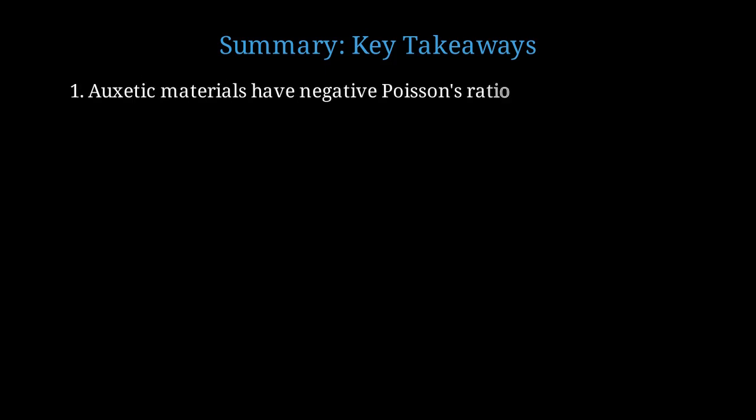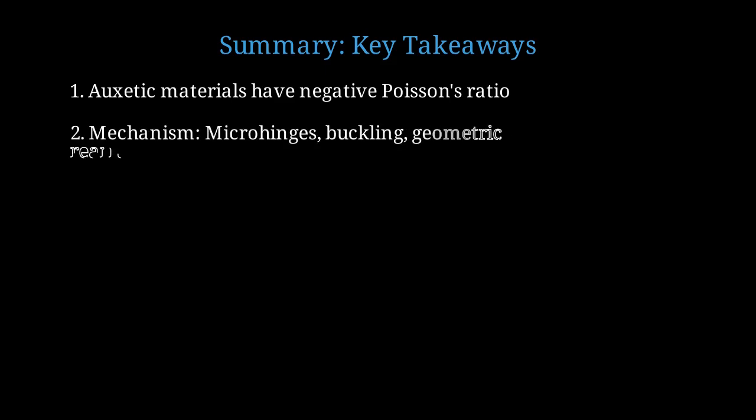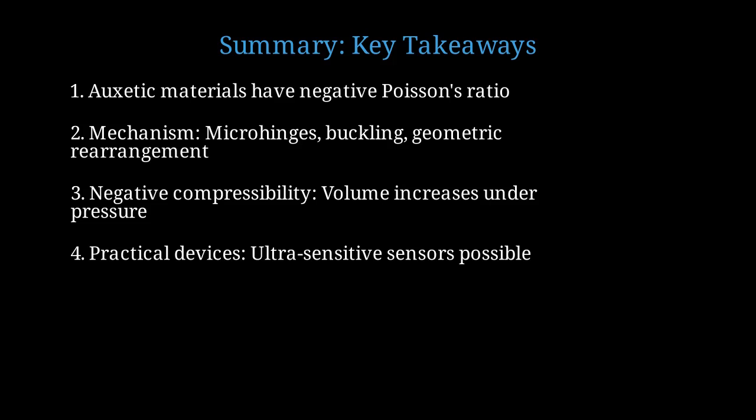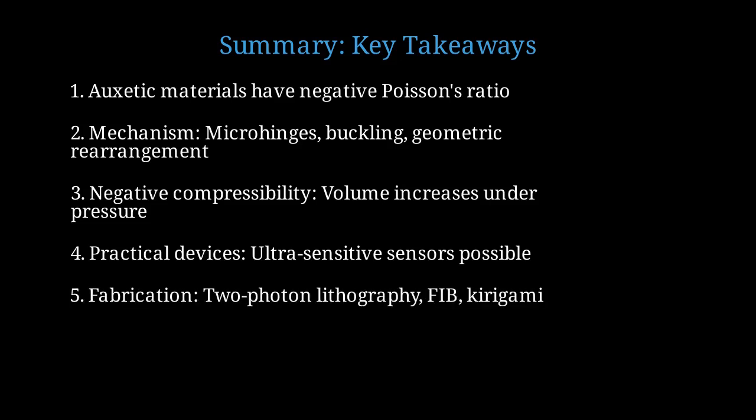First, auxetic materials exhibit negative Poisson's ratio, meaning they expand when stretched and contract when compressed. Second, the mechanism involves microhinges, buckling modes, and geometric rearrangement of the internal structure. Third, some auxetics exhibit negative compressibility, where volume increases under applied pressure due to anisotropic structural coupling. Fourth, practical nanodevices like ultrasensitive pressure sensors exploit the amplified deformation response of auxetic structures. Fifth, fabrication methods include two-photon lithography, focused ion beam milling, and Kirigami cutting techniques.